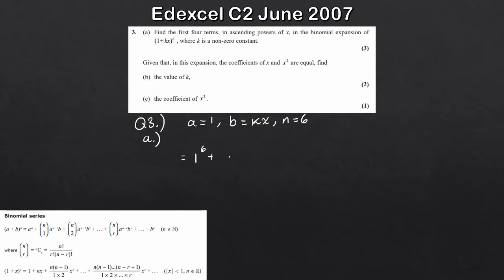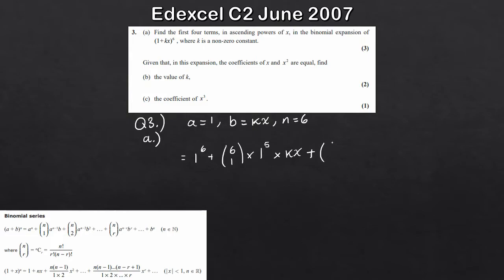Then we do 6 choose 1. We times that by 1 to the 5. And then we also times that by b, which is kx. Okay. Again, notice the powers here. 5 plus this power of 1 here. Well, when you times them, you add the powers, so you get a power of 6 again. Okay. Just keep checking that as you're going along.